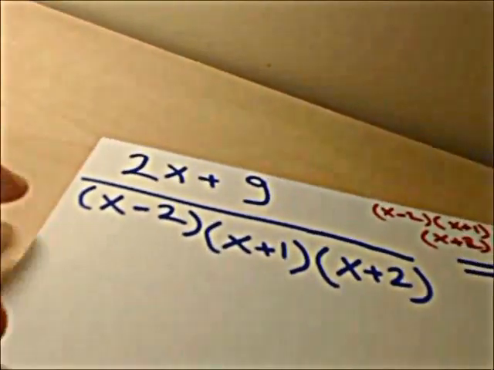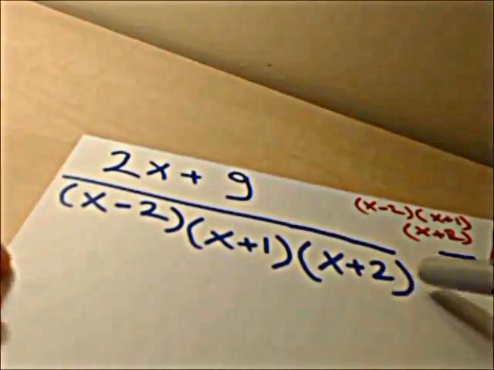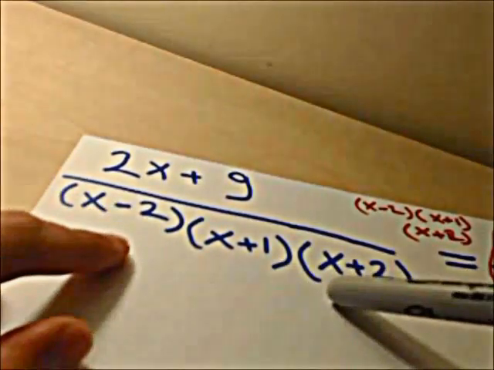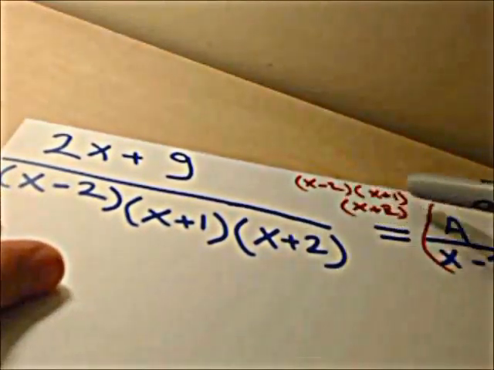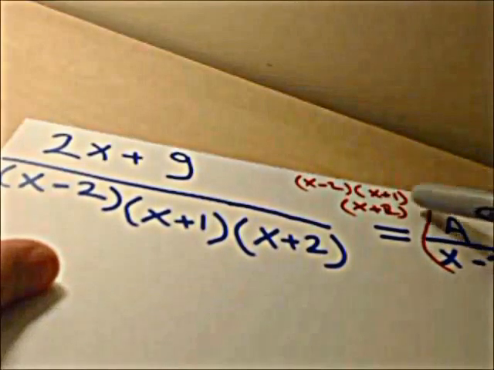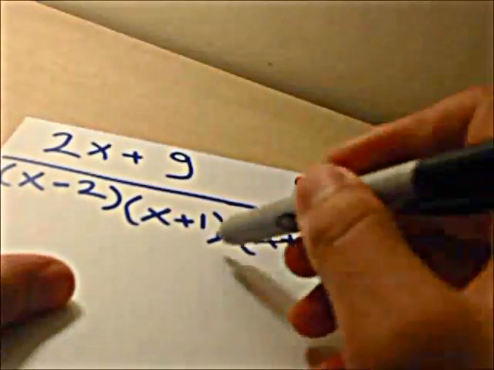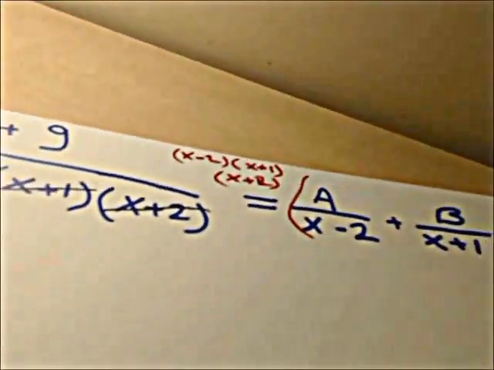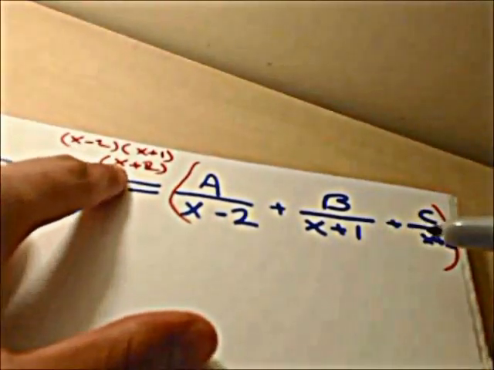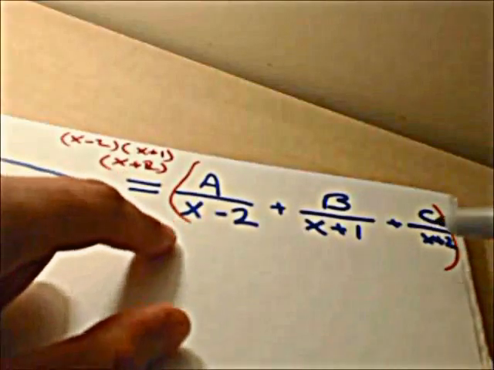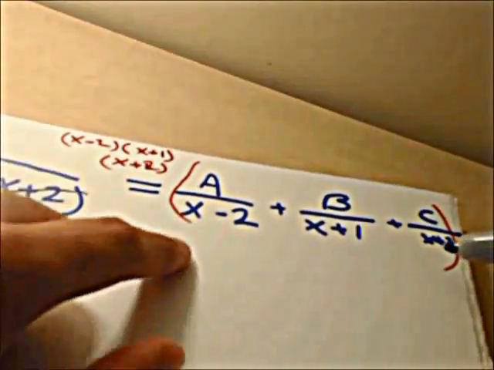But anyway, basically, like we did last time, to get rid of the denominator, we simply multiply by whatever the denominator is. So we multiply this side by (x - 2)(x + 1)(x + 2) to get rid of the denominator on this side. But then whatever I do on the left side, I've got to do on the right side. So I multiply the denominator by each of the partial fractions, each piece here.